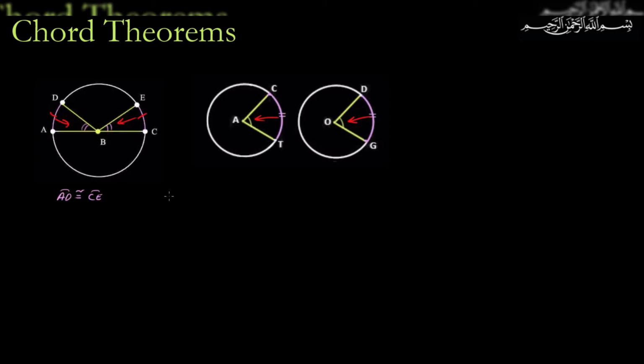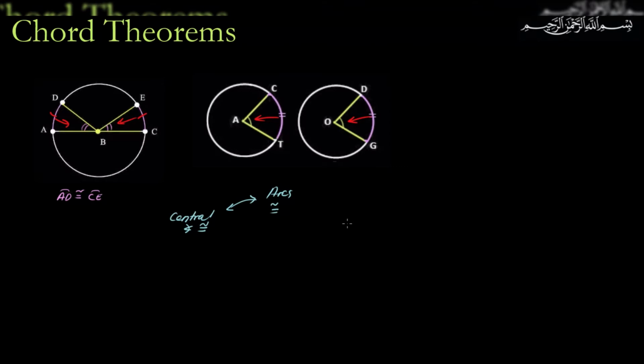So in summary, you can say that if two central angles are congruent, then the corresponding arcs will be congruent. And if the arcs are congruent, then the central angles are going to be congruent. So it goes both ways. If two central angles are congruent in the same circle or in congruent circles, then the corresponding arcs will be congruent. And if two arcs are congruent in the same circle or in two congruent circles, then the corresponding central angles will be congruent.